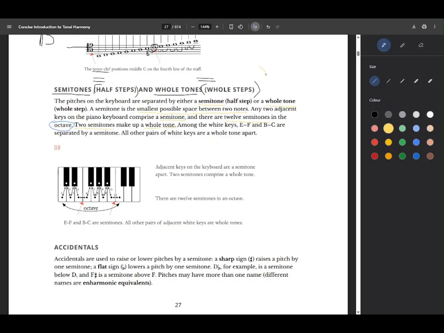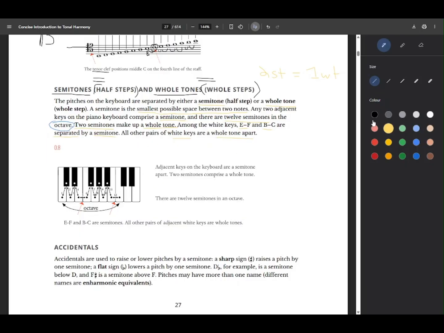So two semitones equals one whole tone. Among the white keys, E and F and B and C are the only semitones that are white keys only. All the other pairs are white keys and black keys. So any of the other white keys are a whole tone apart.